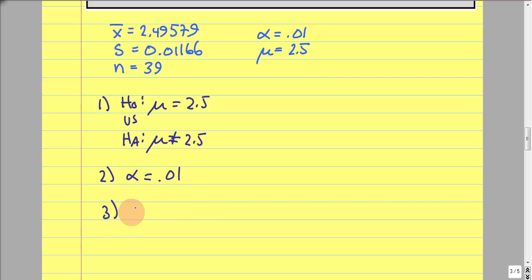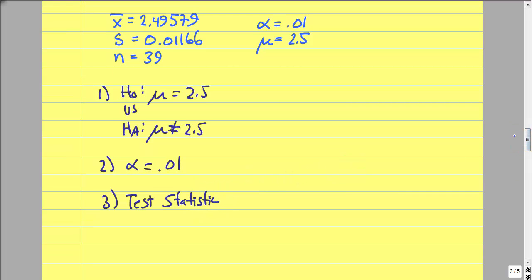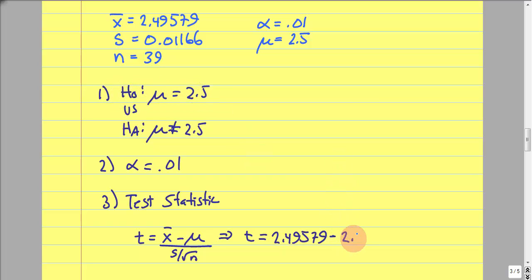Step 3 would be to go ahead and calculate our test statistic. Now our test statistic is going to be a t-distribution because sigma was unknown. So let's go ahead and just write down what it is before we start. It's x bar minus mu over s over the square root of n. So this is going to be x bar, which is 2.49579, minus my hypothesized mean, which always comes from H0, my null hypothesis, 2.5.